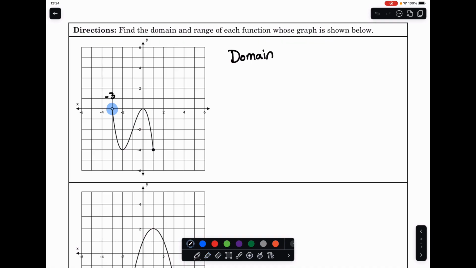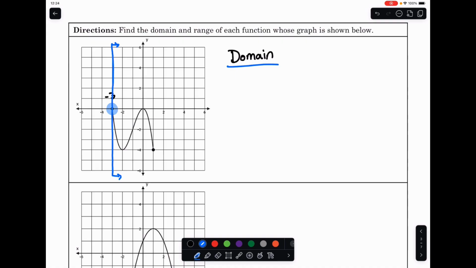If it wasn't, I would just draw a vertical line to the x-axis and indicate what that value is. So we see here, I'm going to do the domain in blue, that this vertical line indicates the boundary point for the domain. We're not going to have any point further to the left of that value. Now we're going to do the same thing on the other end.